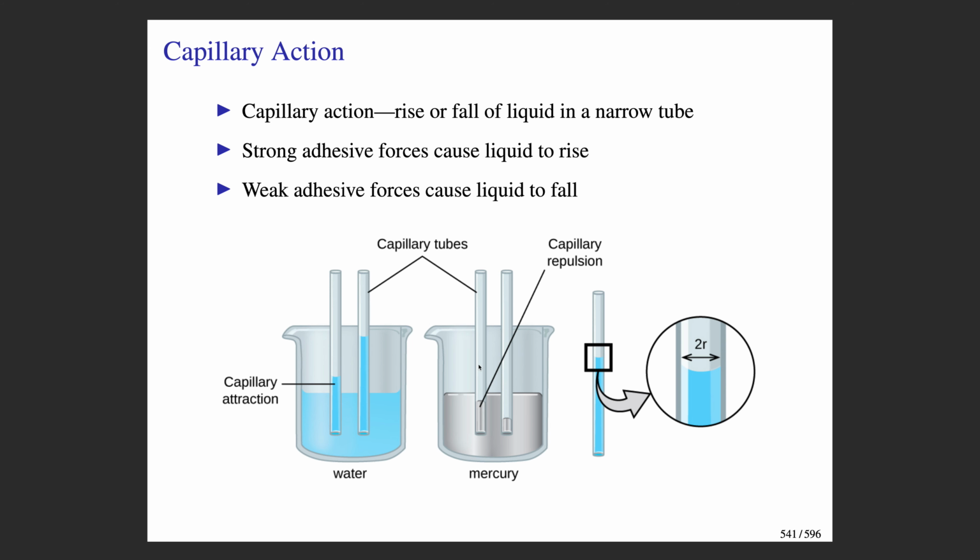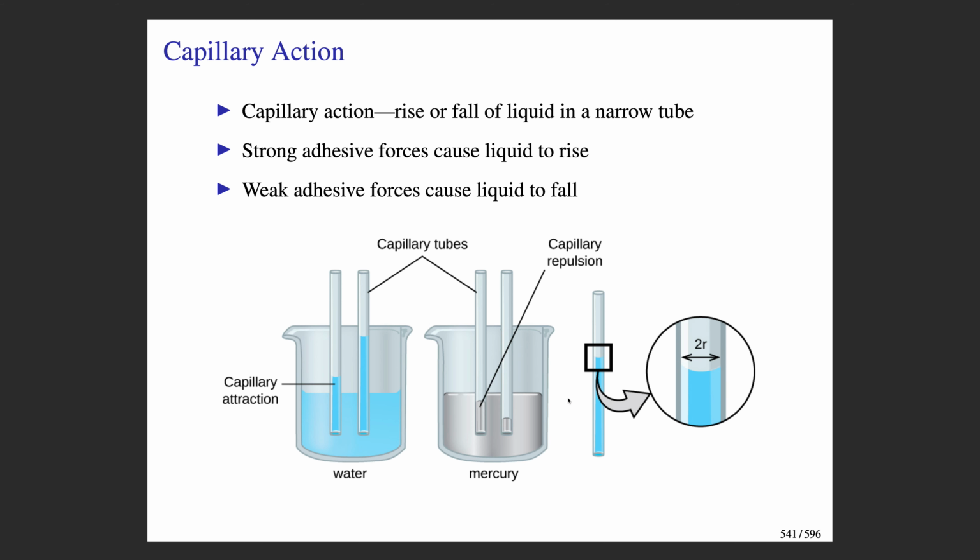Contrast that with mercury and the glass capillary. In the case of mercury, you find that the liquid is depressed. That is, the capillary action causes the mercury to go down, and that's because the cohesive forces are stronger within mercury compared to mercury and glass. And it also affects the shape of the liquid-air interface in the capillary.